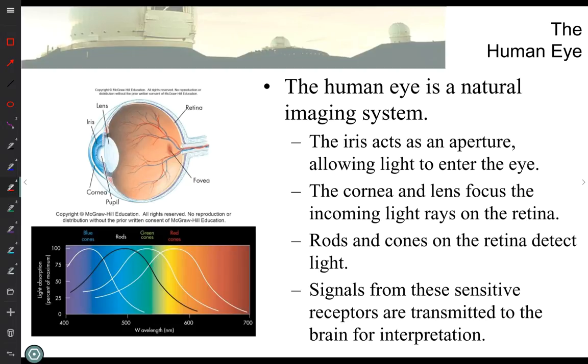We have rods and cones. I already talked about the cones, 3 types of cones, blue, green, and red. Hence, those are the 3 primary colors of light because that's what we basically see. Our brain puts together colors by just saying how much of this type of cone was activated, how much of this, and how much of this. So I know I have some people here who are into graphic design.